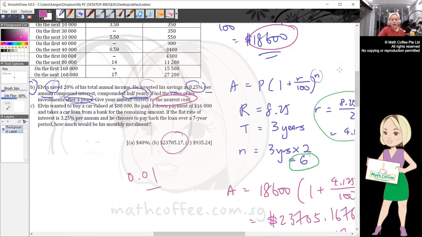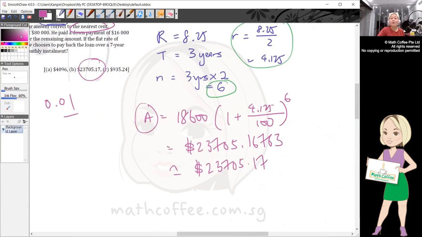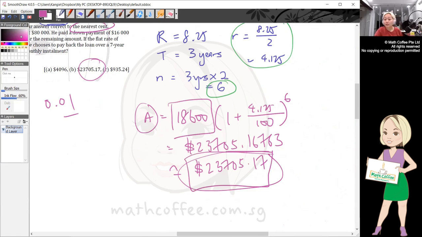Okay, and be careful, this is A. A represents what? A represents principal plus interest. This is not the interest. It's impossible that I invest 18,000 and I get back 23,000 interest. If you know such a bank, please tell me also. I also want to go and invest that kind of money. This is principal plus interest.